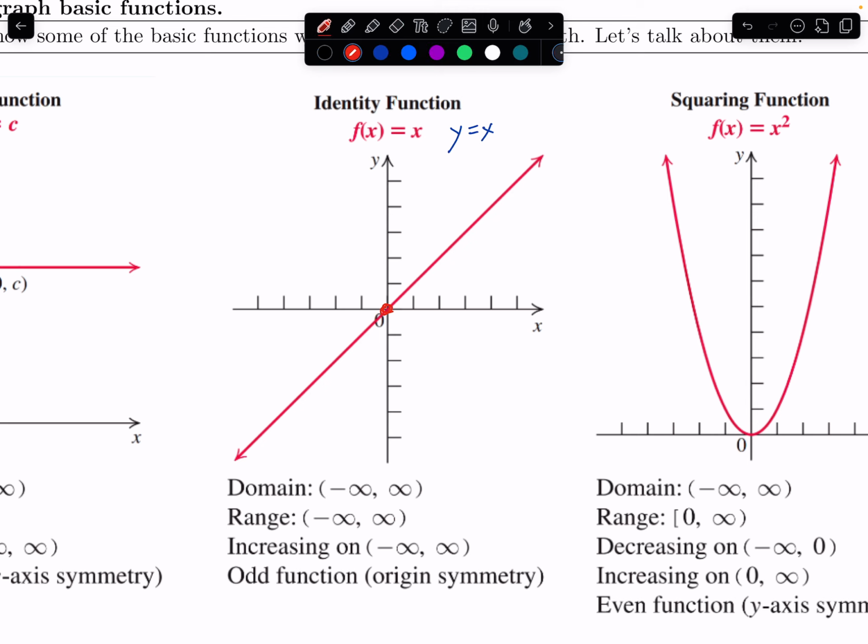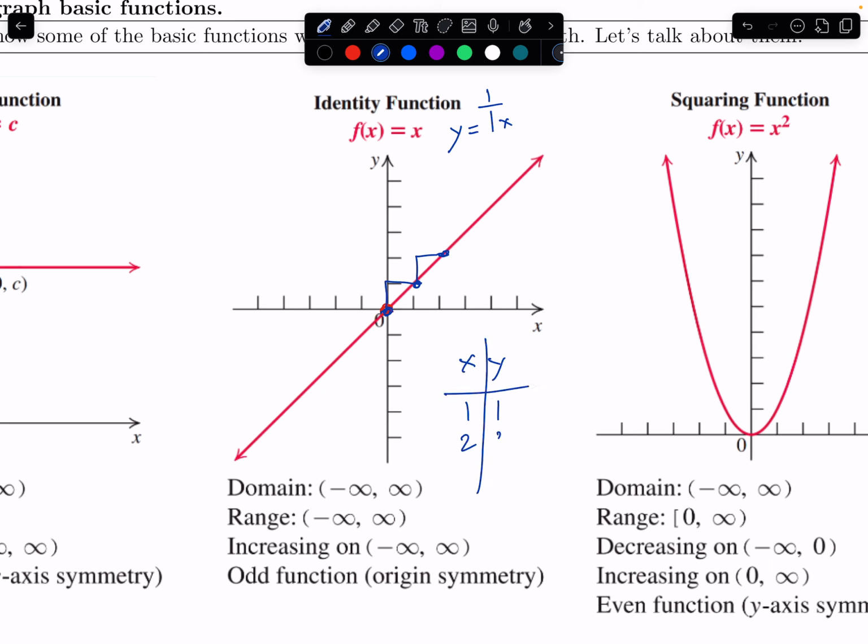And then the slope, since it's just y equal to x, what's the coefficient for that x? Well, it's just 1, right? So it's 1x. And what is 1? 1 is 1 over 1. So that means from the starting position, you go up 1, you go over 1, up 1 over 1. And then you can graph your line like that.